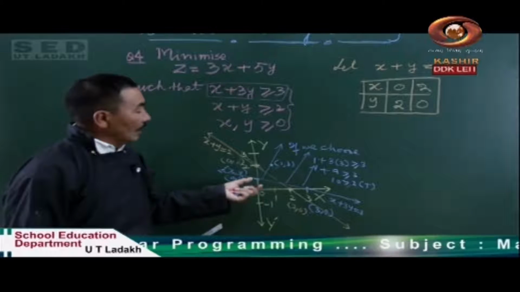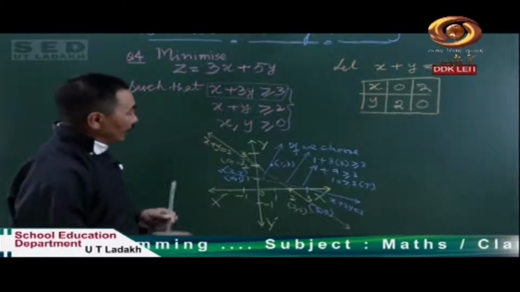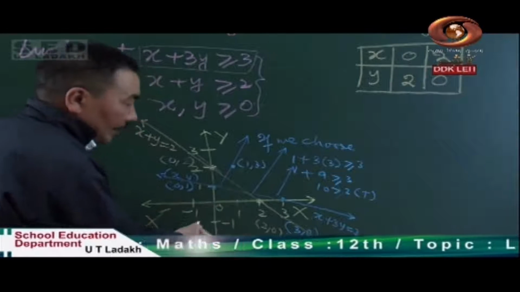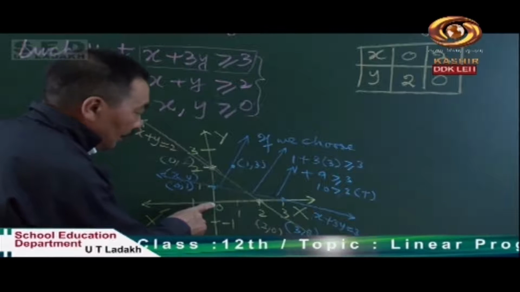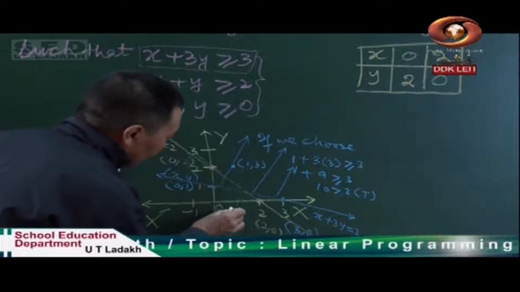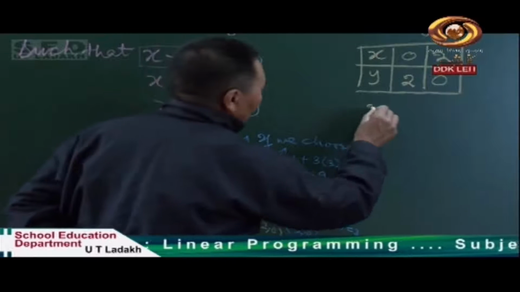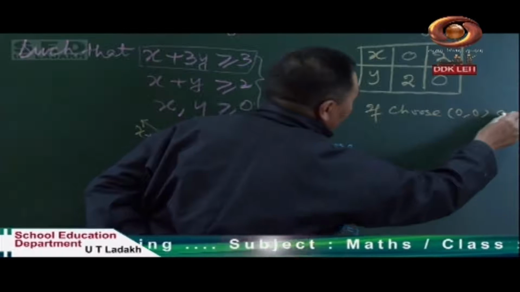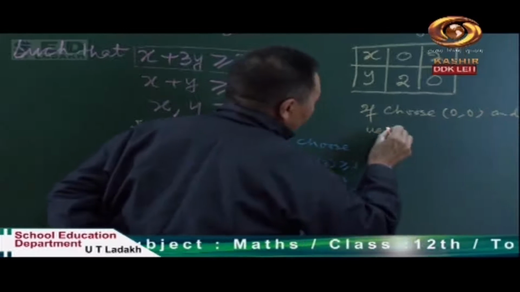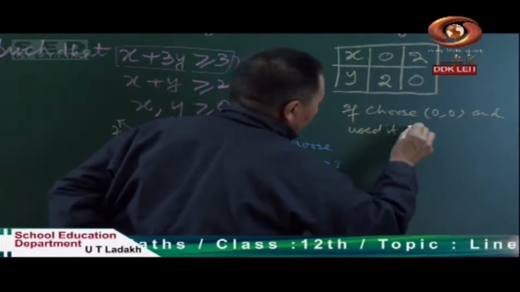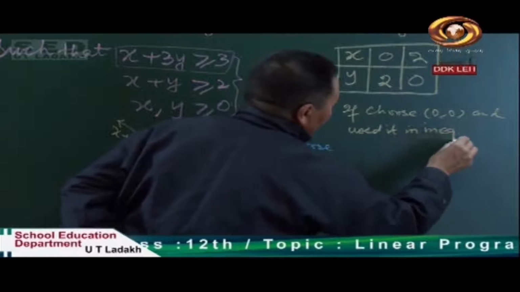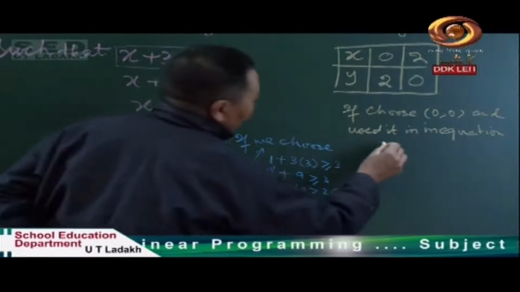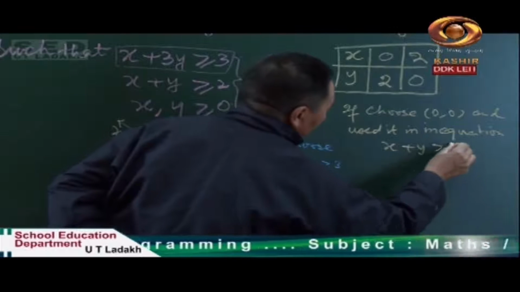Now I have to find out the feasible region. For that, either I can choose the previous point or the origin. So if I choose the origin, that is 0, 0, and use it in the inequation, x plus y is greater than or equal to 2.